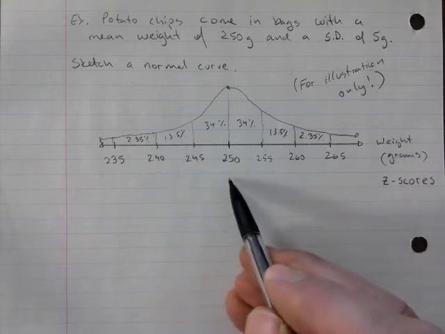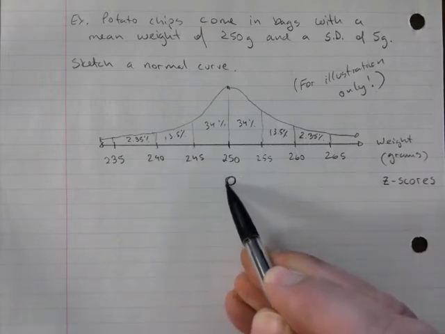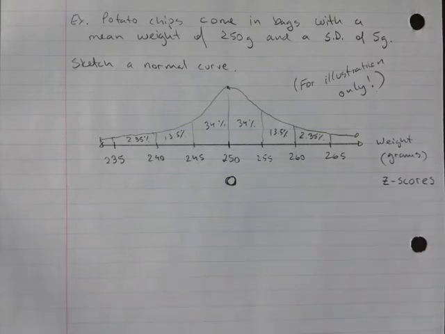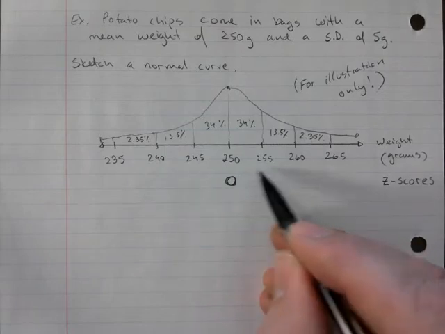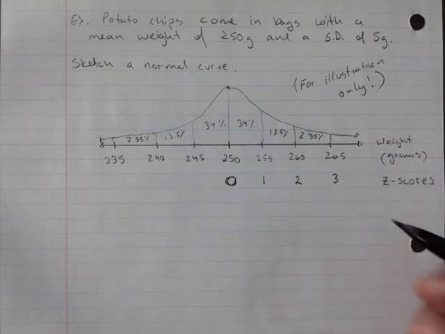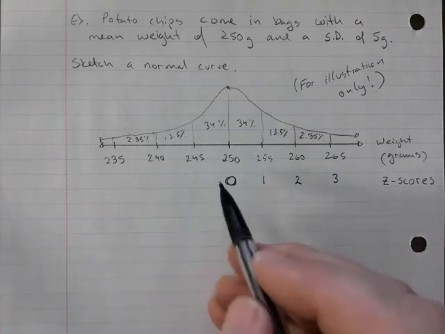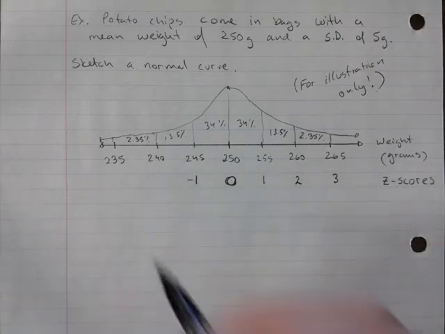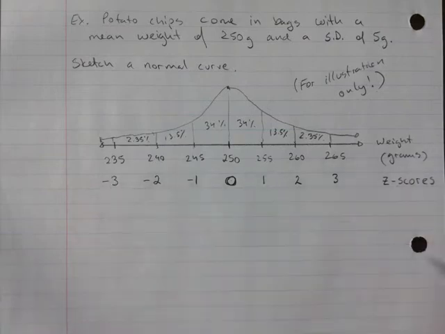So if the z-score is 0, you're basically telling me that you're right by the mean, you're right by the average. If your z-score is 1, you are 1 standard deviation to the right. 2, 3, right? So the z-score tells you how many standard deviations you are away from the mean. Therefore, if you are to the left, you would have a z-score of -1, z-score of -2, and z-score of -3.